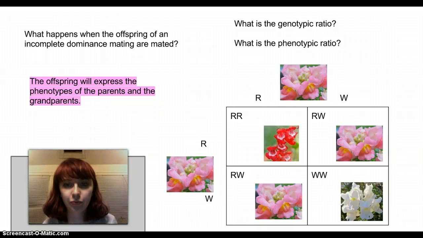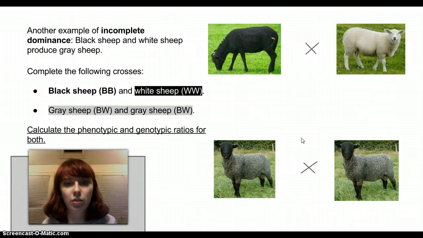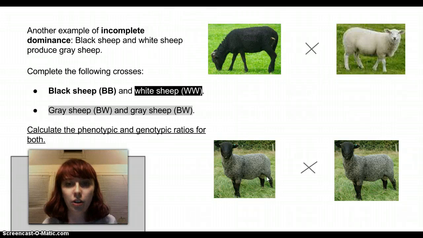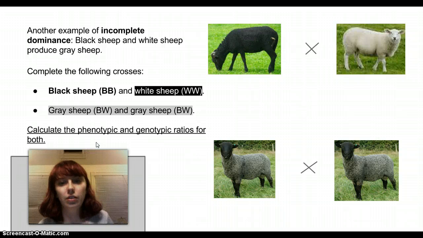Alright. So next up, we have another example of incomplete dominance, another color-blending one. If you take a black sheep and a white sheep, you get a gray sheep. I want you to take a moment and complete the following crosses. So you take the black sheep, mate it with the white sheep, and you'll get a gray sheep. Black is noted as big B, white is big W, big W. I want you to do that cross, and then I also want you to cross the gray sheep with the gray sheep, so they both have one of each allele. Then take a minute and calculate the phenotypic and genotypic ratios for both of these.